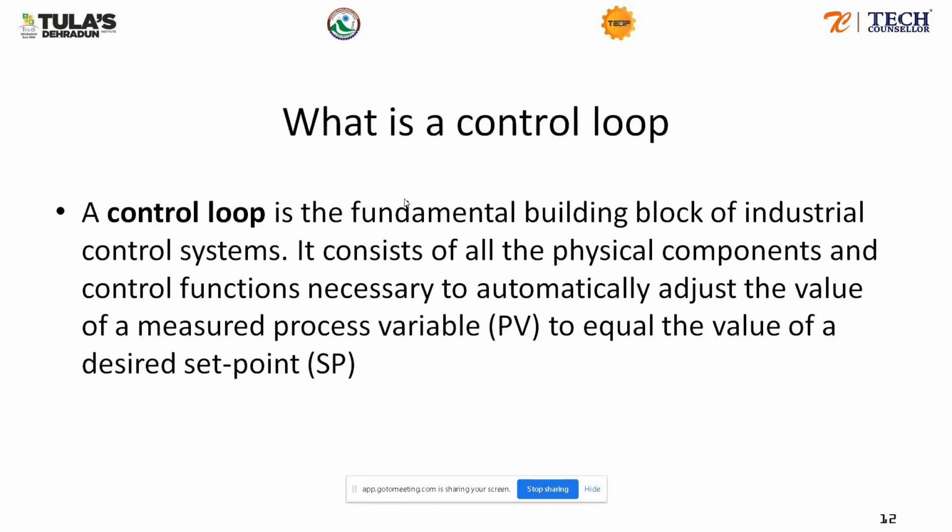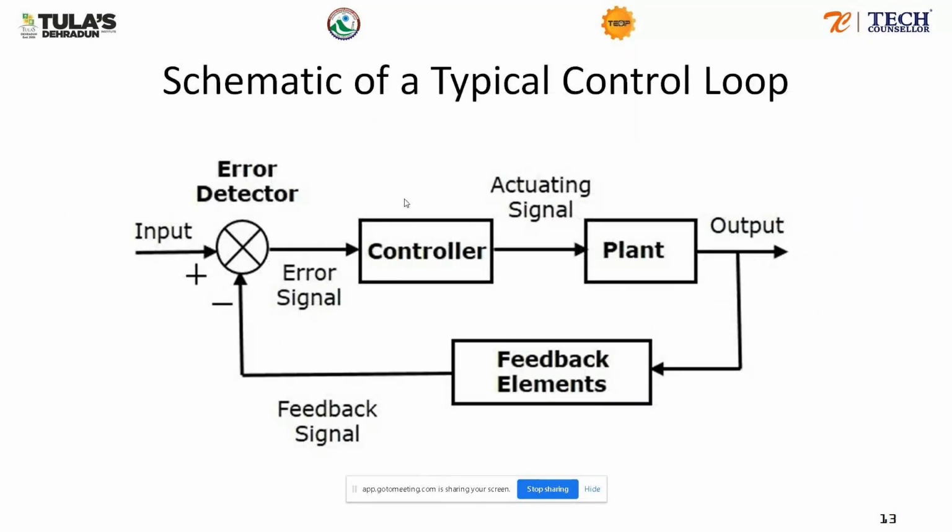Now to explain it, I use this diagram. This is the schematic of a typical control loop, a very simple one. I hope you all can see that there is an input. So let's take an example of an air conditioner. Suppose you give the air conditioner an input that I want the temperature of the room to be 25 degrees Celsius. So your input is 25.